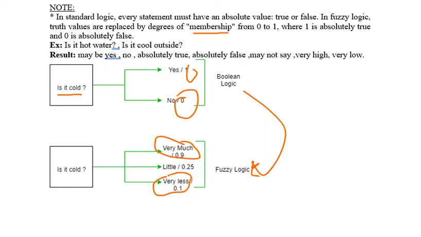See the values like 0.9, 0.25, 0.1. These are the values which lie between 0 and 1, not just yes or no. These types of results are known as fuzzy logic. With these examples, I think you got more clarity on fuzzy logic and Boolean logic, when Boolean logic will come and when fuzzy logic will arise.